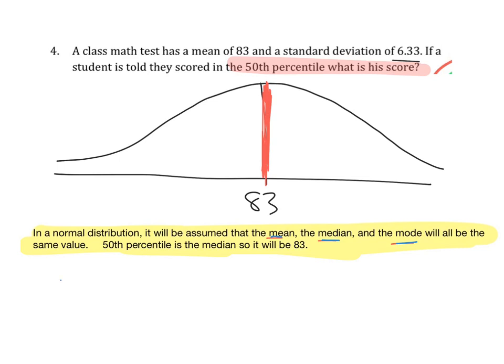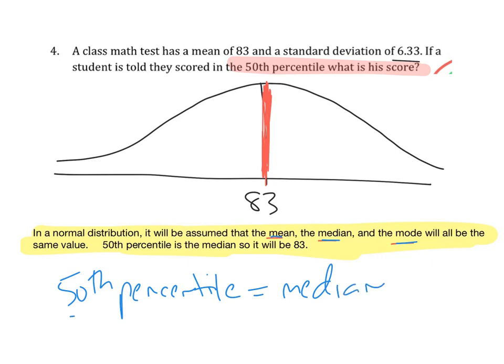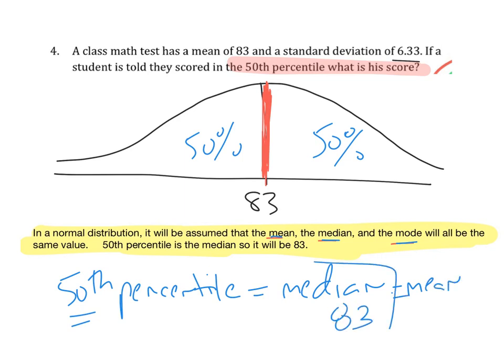So the 50th percentile, that in statistics is the same as the median, because basically we're looking for the value that 50% of the people scored better than, and that means 50% of the people scored less than. So the 50th percentile is the median, but since in a normal distribution the median, the mean, and the mode are all about the same, we're going to say the median is also going to be about 83. So that's just the definition of the normal distribution.